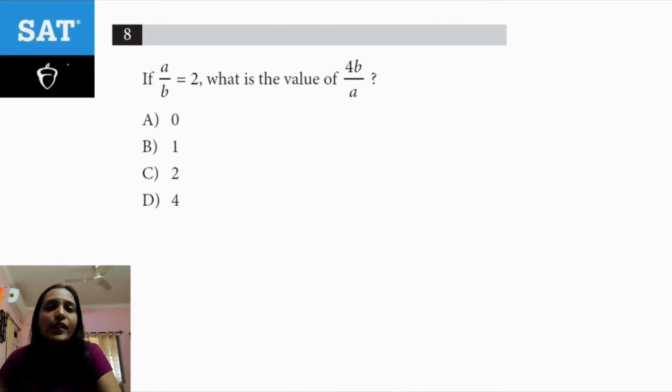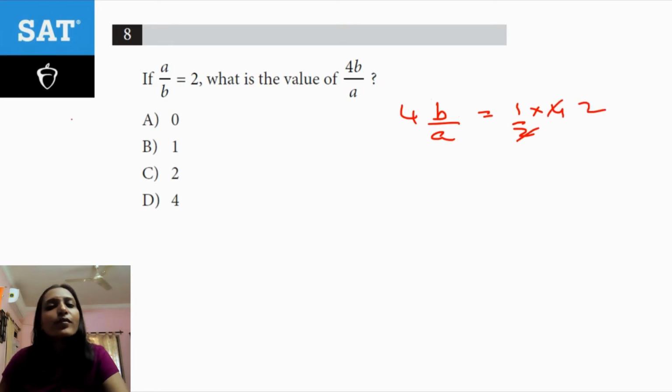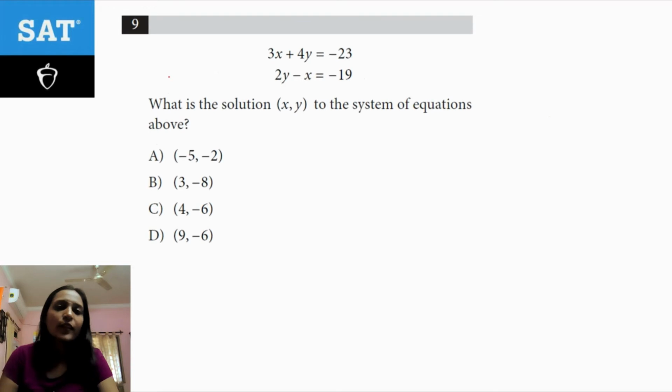Now, the next question is, if a by b is equal to 2, then what is the value of b by a times 4? So, the first thing that we want to do in such a question is let's flip it. If a by b is 2, then b by a would be the reciprocal. So, that's 1 by 2. Now, we are multiplying by 4, so our answer should be equal to 2. This is how you can quickly solve such a question.